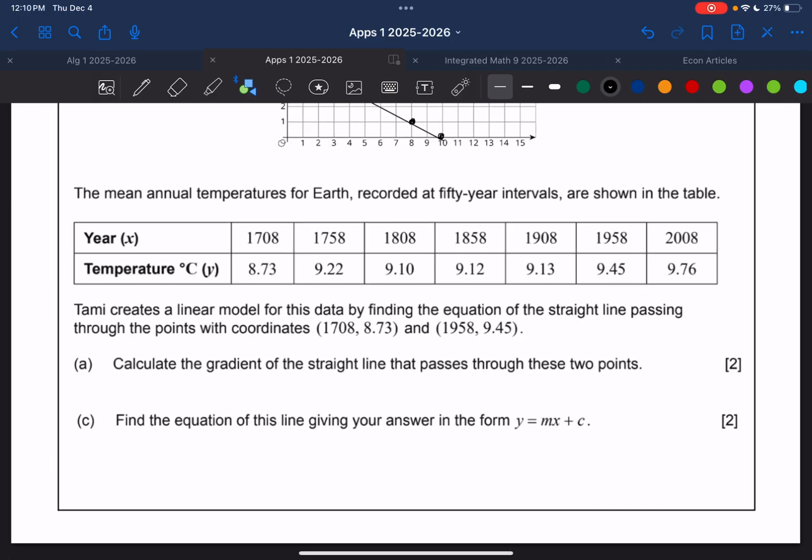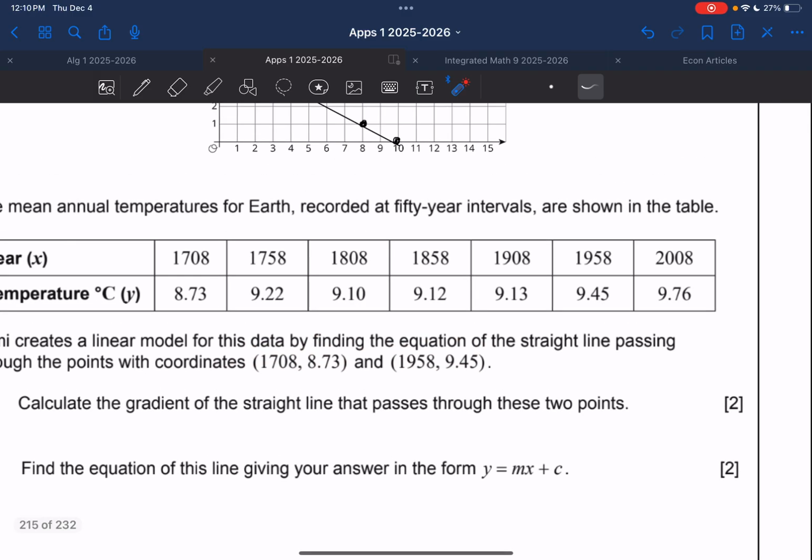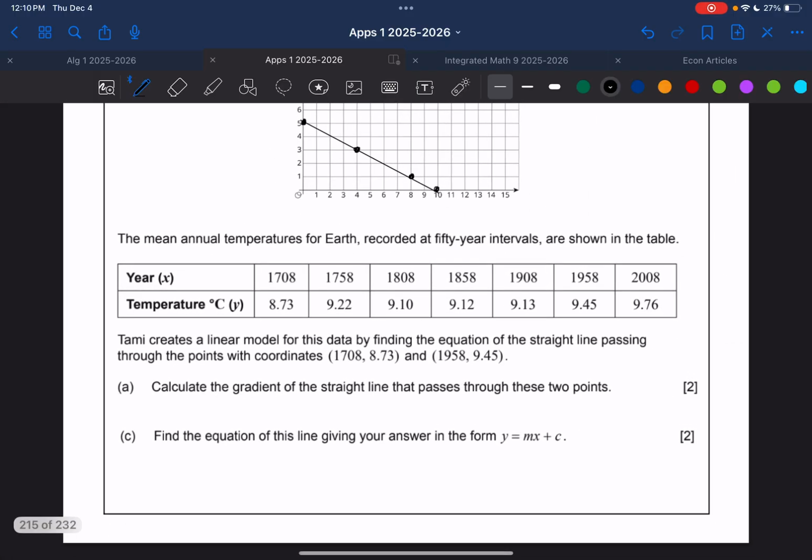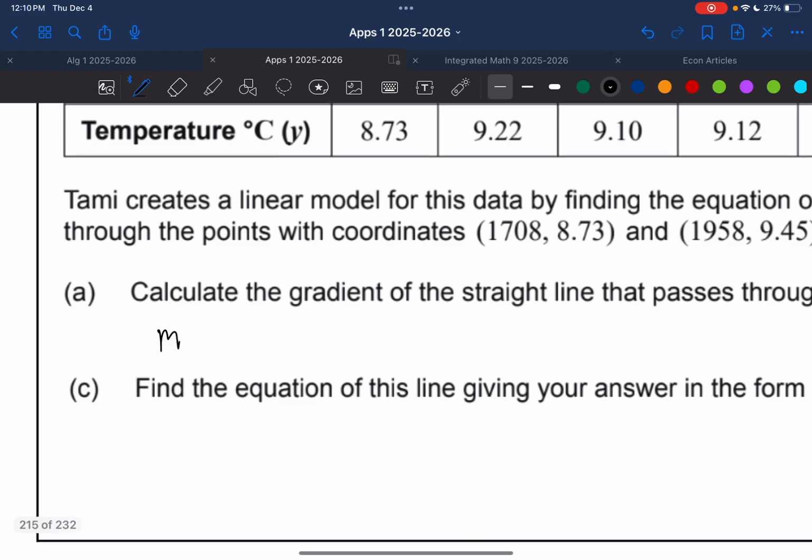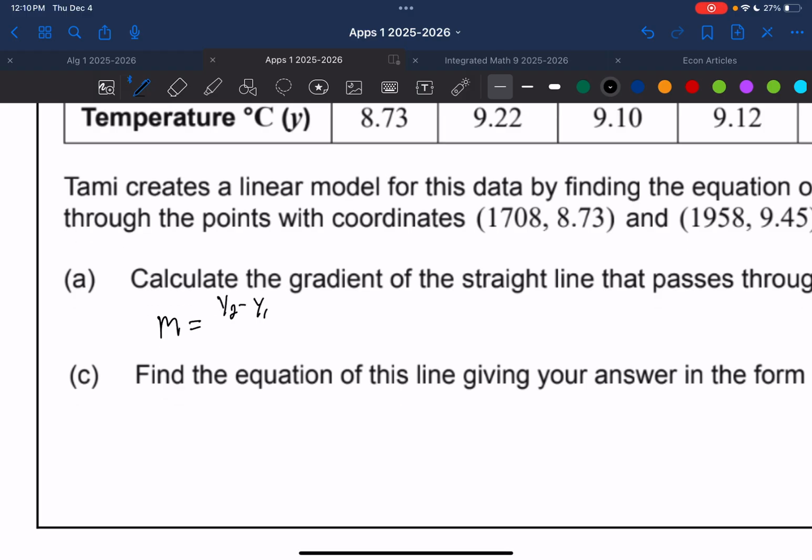Okay. And so now we have this table that shows the annual temperatures for Earth recorded at 50-year intervals. So X is our year, temperature is our Y. We create a linear model for this data by simply finding the equation of the straight line that passes through these 2 points. So this is just an application of finding the slope of the line through 2 points. So we're going to want to use our formula, right? The slope is equal to y2 minus y1 over x2 minus x1.